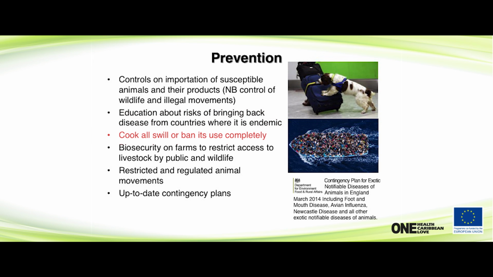Because of the risk of swill fed to pigs, this should all be cooked, or even better, ban its use completely. So in the UK in 2001, foot and mouth disease was introduced by feeding swill to pigs, even though there was a law that required all swill to be cooked, but of course the law was not fully enforced. Biosecurity on farms to restrict access to livestock by public and wildlife. You need to have the ability to restrict and regulate animal movements, and you need to have updated contingency plans, and we've heard a lot about them already.